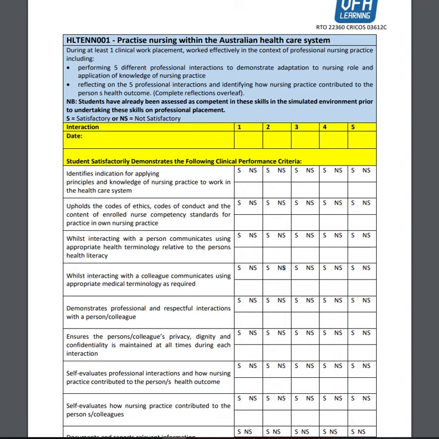For the next observation checklist, which is practice nursing within the Australian healthcare system, students will be observed interacting with 5 different people. These interactions could be with the resident, the family members of the resident, could be other healthcare facility staff such as the receptionist or the lifestyle coordinator. It could be working with your buddy or your RN.